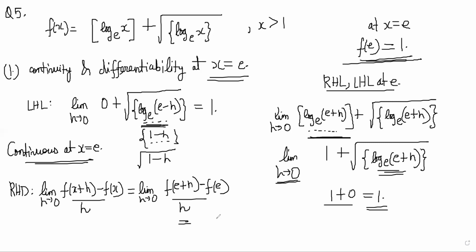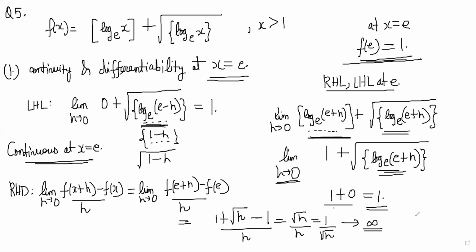So that is basically 1 plus this part, which came as root h almost, minus 1 by h. Now this is root h by h, so this is 1 by root h as limit h tends to 0. So this is blowing up, infinity. So this is not finite and it cannot blow up like that. So it is non-differentiable.